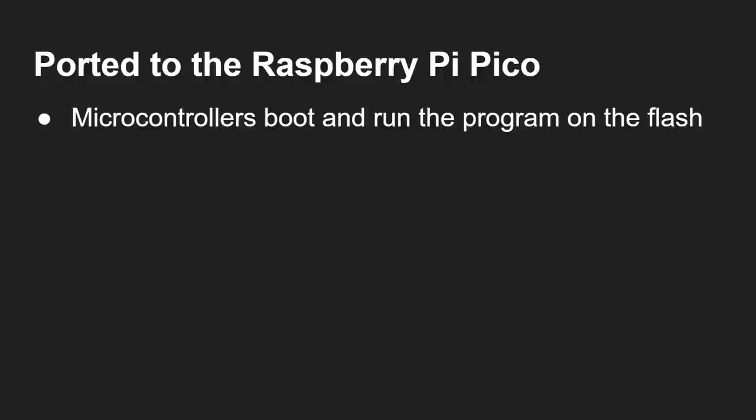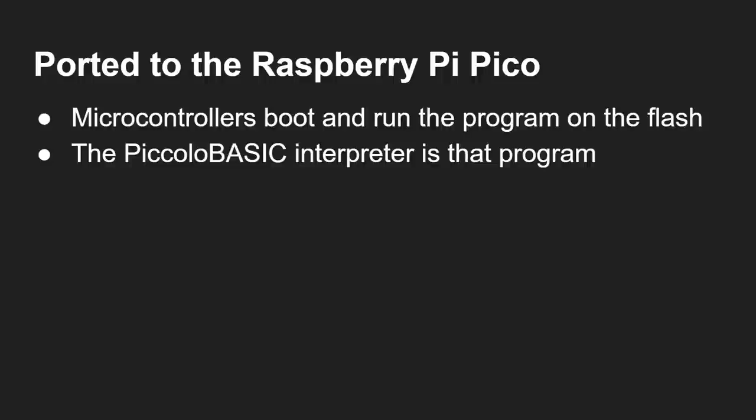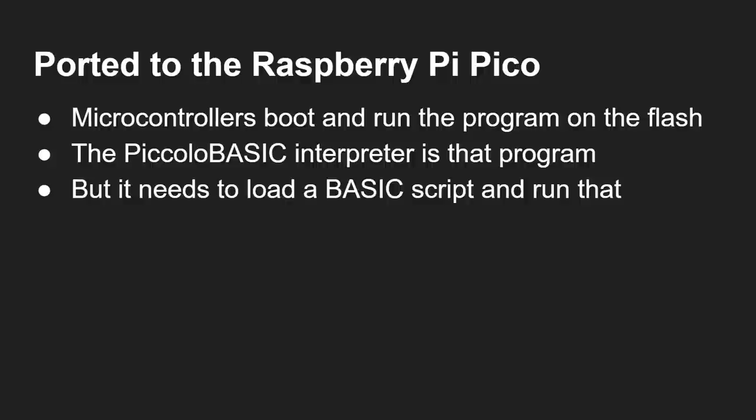So the challenge was now to take that BASIC interpreter I wrote that was basically running on the command line and port it to the Raspberry Pi Pico. Now, microcontrollers boot and run a program on the flash, and PiccoloBASIC would be that program that's running on the flash. However, it needs to load a BASIC program, a BASIC script, and run that. So if you've got a program that's already running, how does it load up a script and run that?